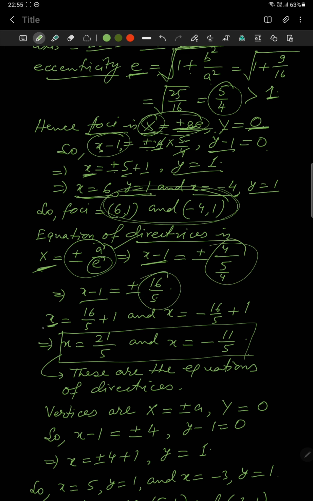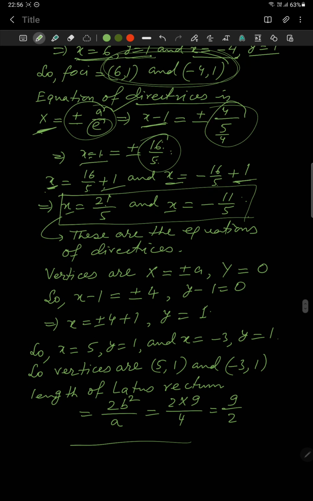So small x is equal to 16 by 5 plus 1, with minus 1 taken to that side becoming plus 1, and small x is equal to minus 16 by 5 plus 1, as minus 1 goes this side and becomes plus 1. So finally the two equations of the directrices we get are x equal to 21 by 5 and x equal to minus 11 by 5. These are the equations of the directrices. I hope till this point it is clear to all of you.